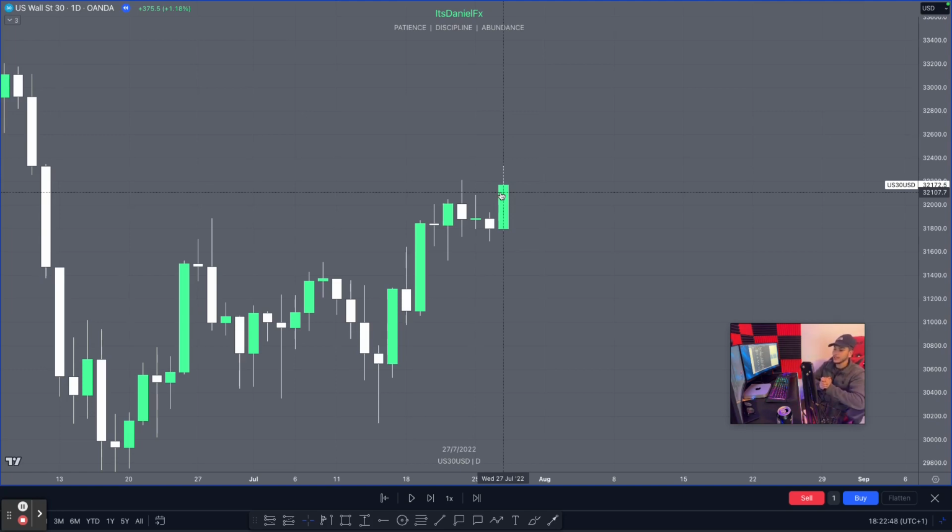9.9 times out of 10, in it. That's because the indices carry their momentum. This is what I'm saying. This is why we trade the indices. They like to carry their momentum. They like to move in that direction.